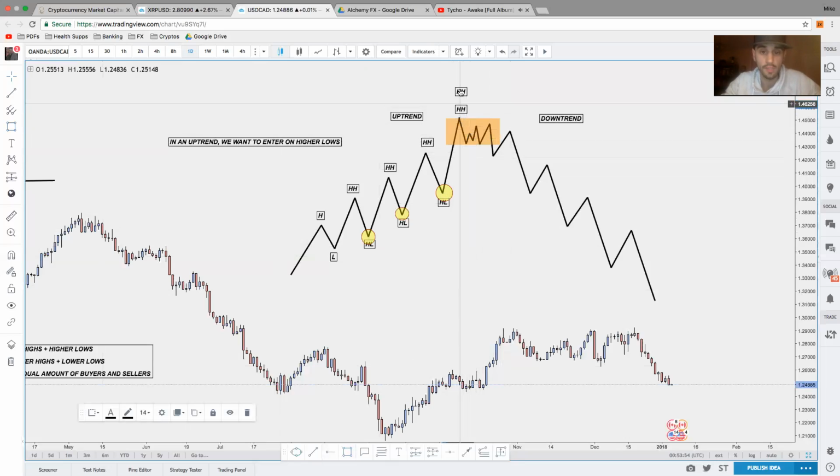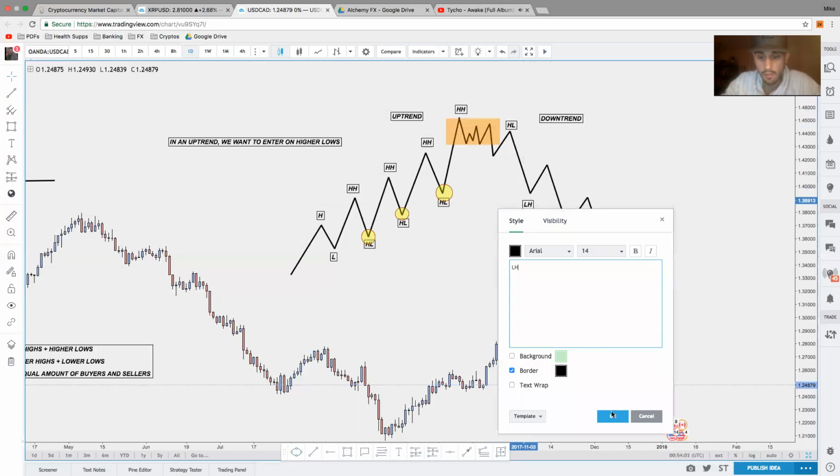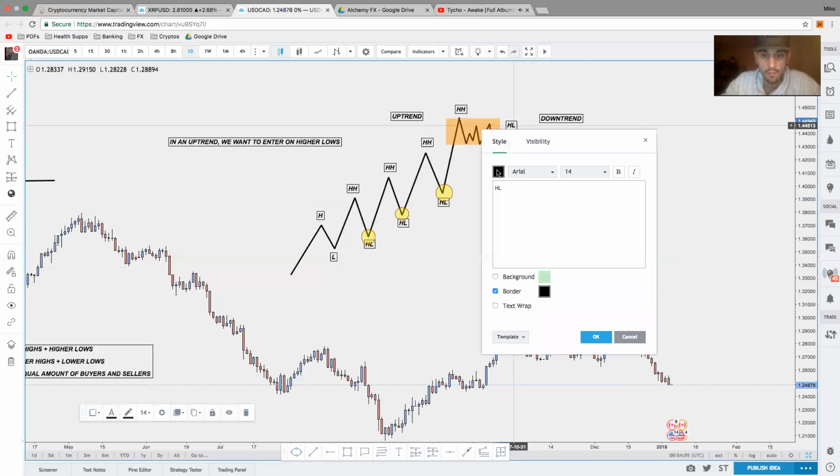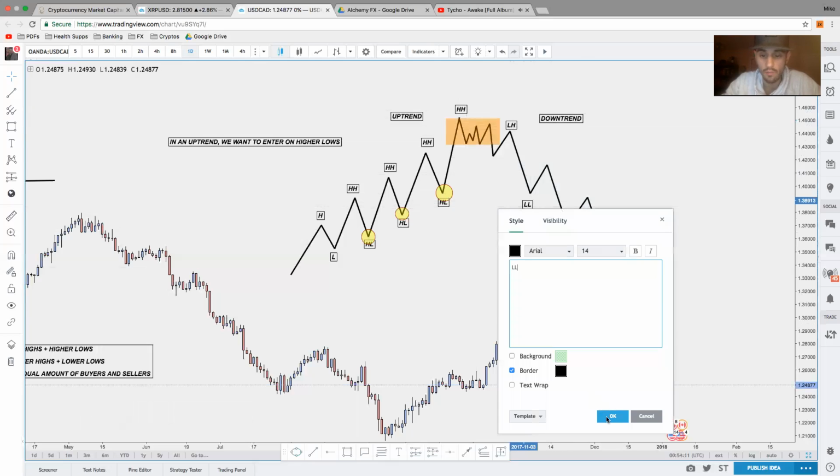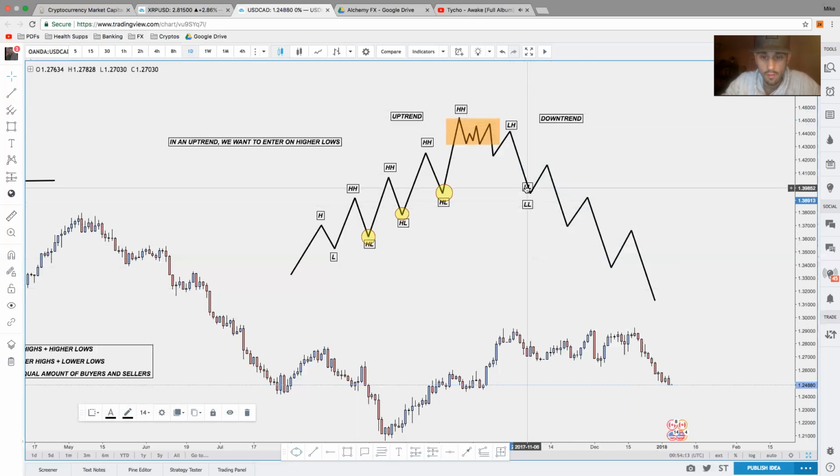Now it created a high, higher low, and a lower high. It's a lower high. Lower high creates a lower low. Lower high, lower low, lower high, lower low, so on and so forth.